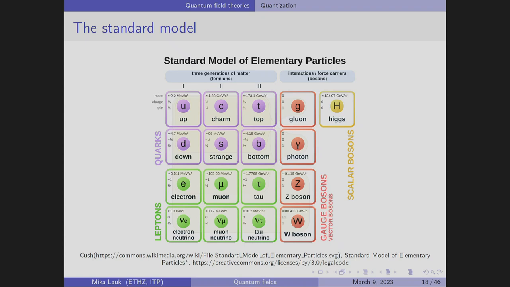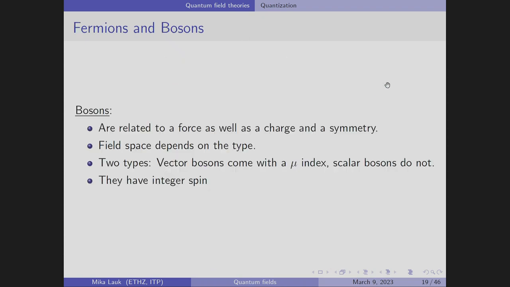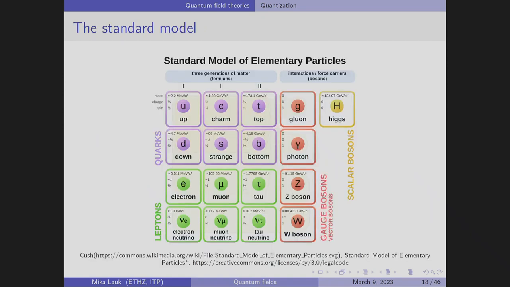Now, you see already that there is a second type of particle here, a boson. So, what are the bosons? The bosons are related to a force as well as to a symmetry and a charge. Those people who know what Noether's theorem is know that charge and symmetry are sort of the same thing. Those who don't, they have a charge and a symmetry. They also call them force carriers over here.